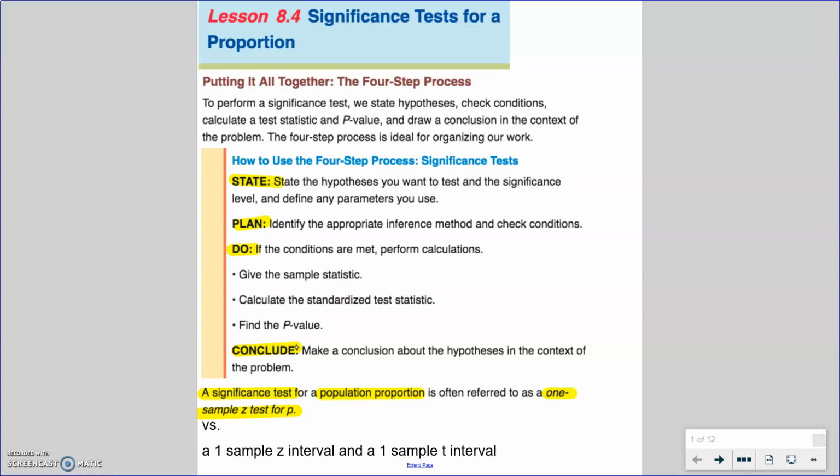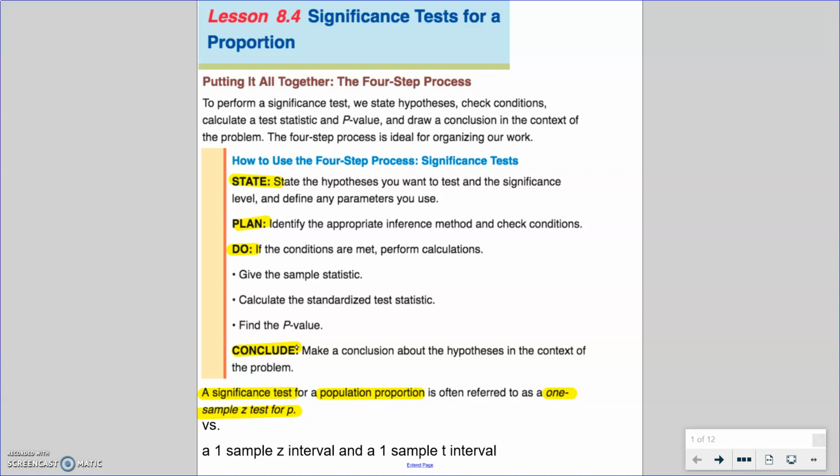Okay, so it's still state what you're trying to test, plan it out, check your conditions, here's what I'm going to do. The do is the actual math part. Show me how you got your z-score. Show me where the p-value came from, so on and so forth. And your conclusion is, I failed to reject the null or I reject the null.